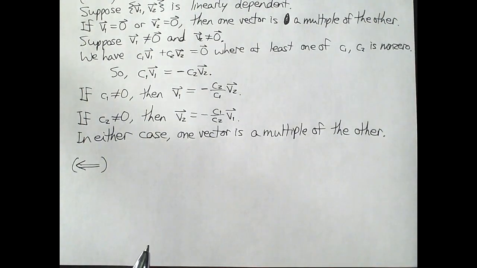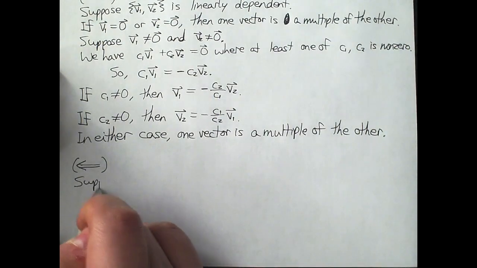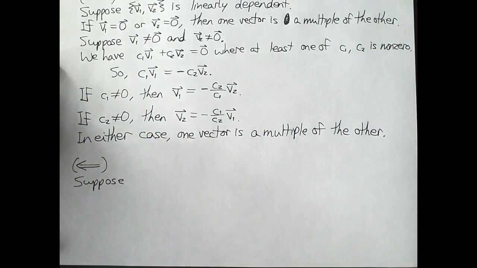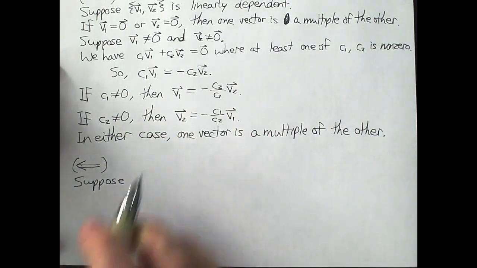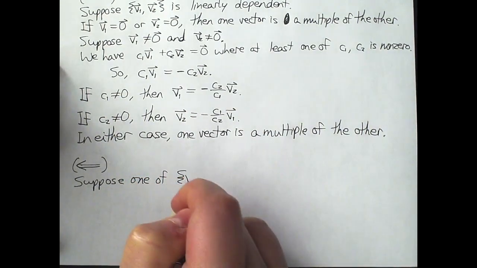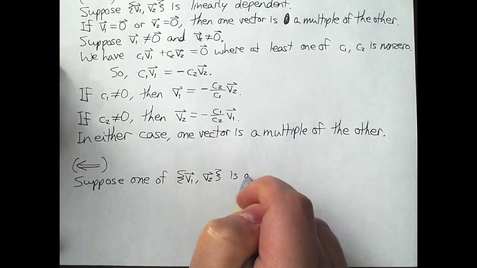Evaluate something, solve something. Anyway, if you're not sure what to do, start with what you know. What are you trying to show? What do you know, and what are you trying to show? We know that we could do, suppose one of these vectors is a multiple of the other.